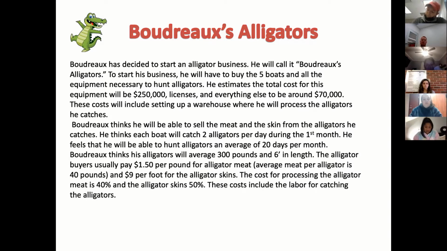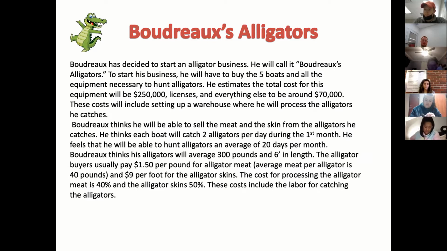Now, Boudreaux thinks he'll be able to sell the meat and skin from the alligators he catches. He thinks he's going to have 5 boats. He thinks each boat will catch 2 alligators per day during the first month. He feels he'll be able to hunt alligators an average of 20 days per month. And he thinks his alligators are going to average 300 pounds and 6 feet in length. He says the alligator buyers usually pay $1.50 per pound for alligator meat.